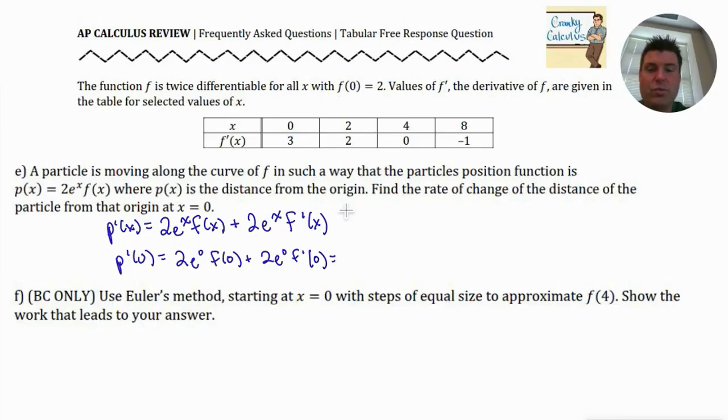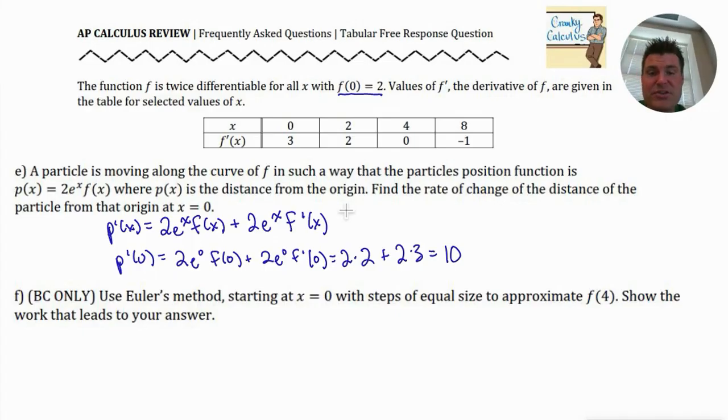E to the 0 is just 1, so I'm going to end up with 2 times f of 0, which is 3. Or this should be f prime. Oh wait, hold up here. I have f of 0. F of 0 is up here at 2. Plus 2 times 1, which is just 2, and then f prime of 0 is 3. So if I add those together, I'm going to get an answer of 10.